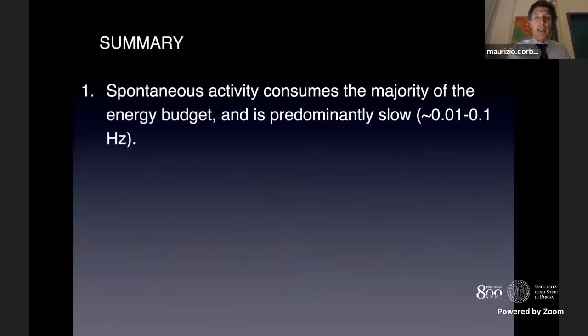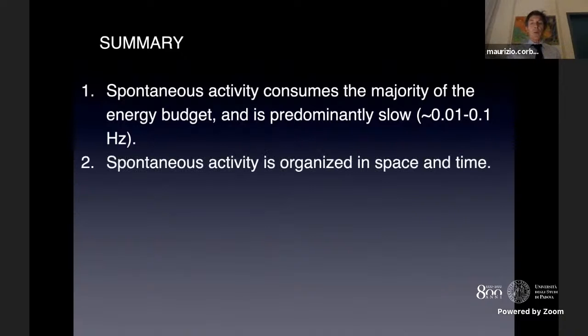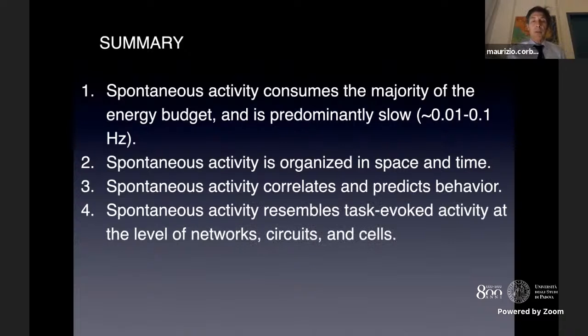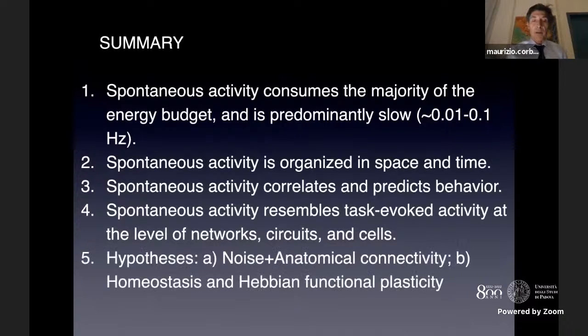Okay, so in summary, what I try to tell you so far is that, one, spontaneous activity consumes the majority of the energy budget, and it is predominantly slow. Two, spontaneous activity is organized in space and time. Three, spontaneous activity correlates and predicts behavior. Four, spontaneous activity resembles task-evoked activity at the level of networks, circuits, and cells. The current hypothesis about spontaneous activity is that it is A, noise plus anatomical connectivity, B, some kind of a homeostatic signal gated by Hebbian functional plasticity.